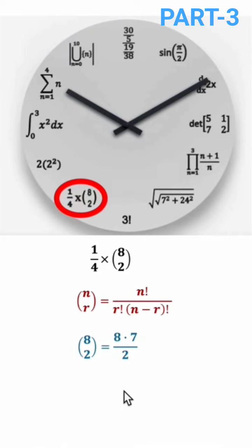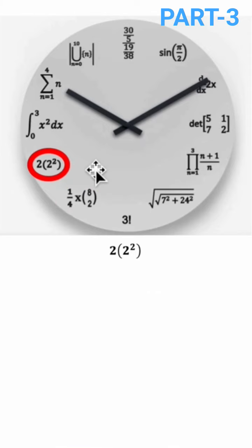That leaves us with 8 times 7 over 2. 8 times 7 is equal to 56, and 56 divided by 2 is 28. So now we're ready to do the 1/4 times 8 choose 2. In the place of the 8 choose 2, let's plug in 28, and 1/4 times 28 is equal to 7. So this whole thing is equal to 7. And that's why it's here at 7 o'clock.